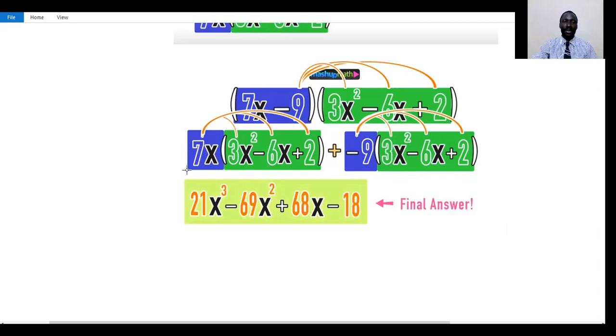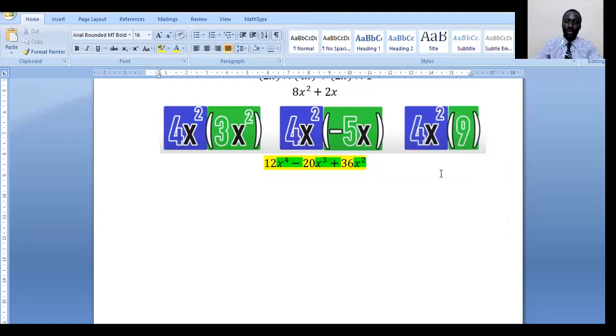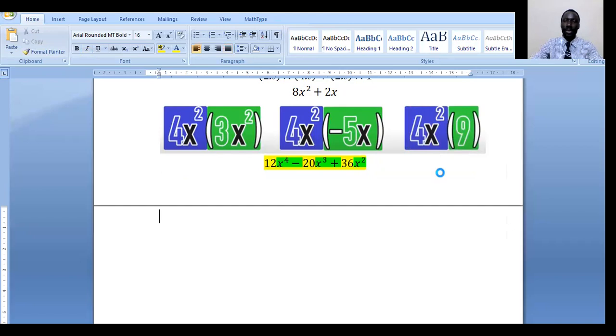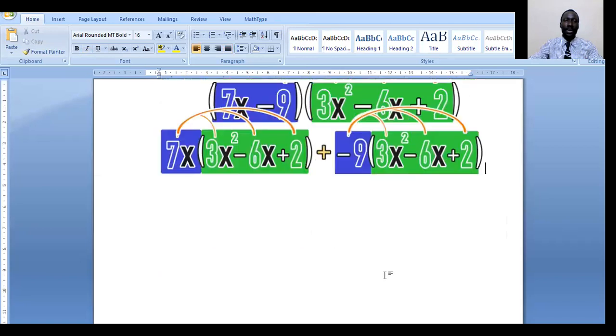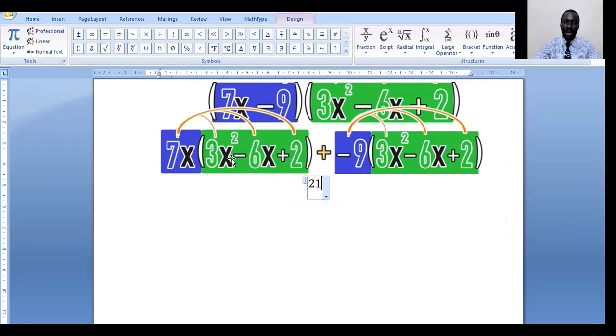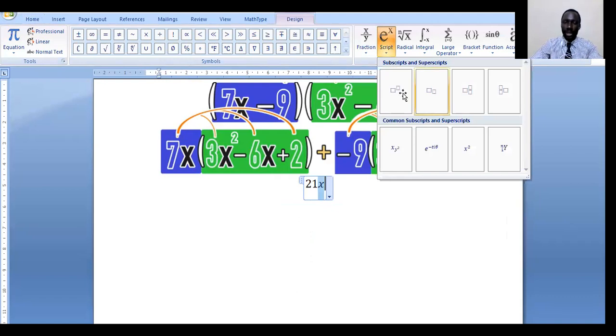Now, I'm going to transfer this to a new page so that it's easier for you to see how we are going to proceed with the calculation. So this is what we have, and this is what we have to deal with. Now notice when we multiply 7 times 3, we get 21, okay? And when we multiply x times x squared, we get 21x cubed.